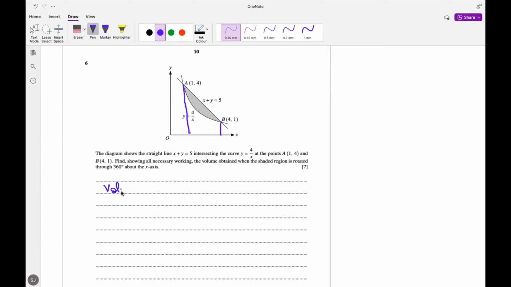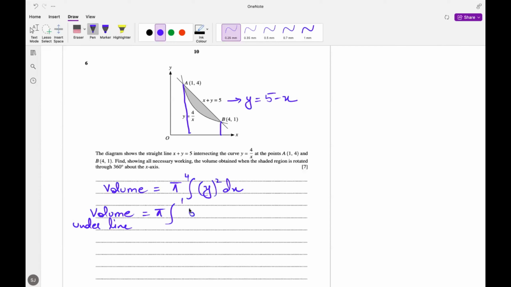So the formula for volume is pi multiplied by the integral of the square of the function. And in this case, we'll apply the limits 4 and 1. So first we'll find the volume under the line. The volume under the line will be equal to pi times the equation of the line. We can rearrange it to make it y equals 5 minus x. So this will become (5 minus x) whole squared, and the limits are 4 and 1.